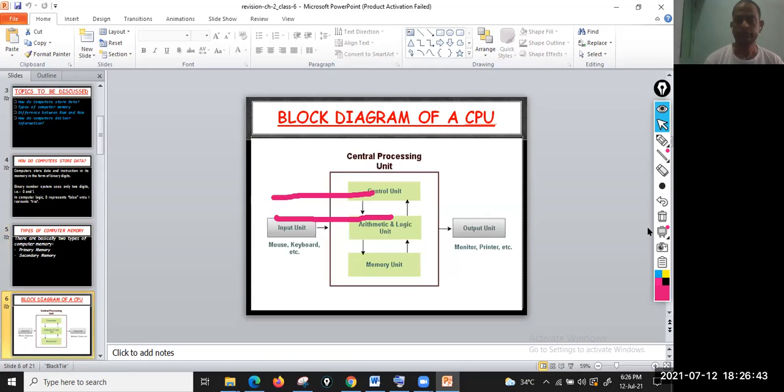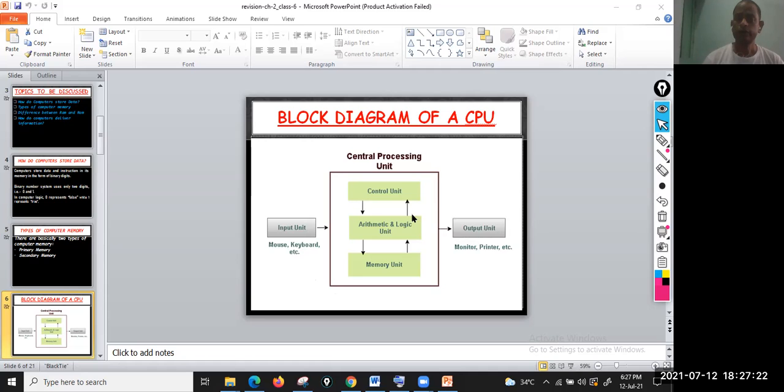See here in this picture how a computer works. The block diagram of the CPU: input units, such as mouse and keyboard. CPU, central processing unit, you can see the control unit, ALU, arithmetic and logic unit, and memory unit. And we get the output on an output device, like monitor or printer. Also, we can save the data.